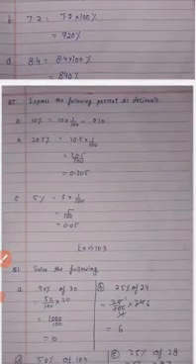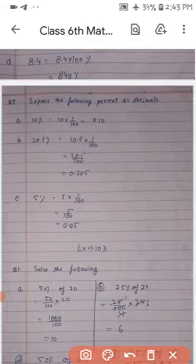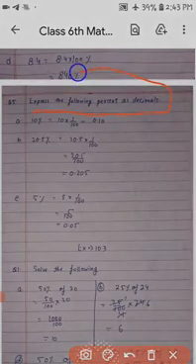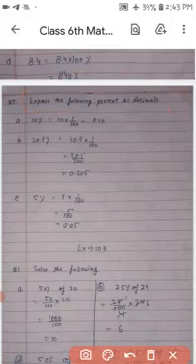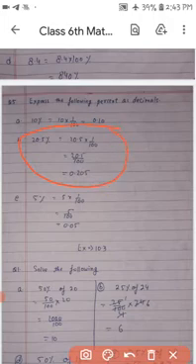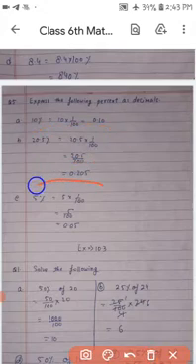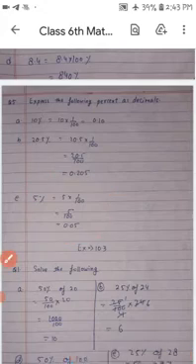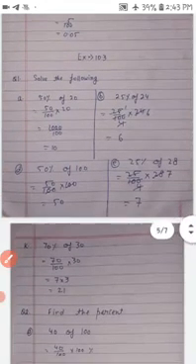Question 5. Express the following percent as a decimal. Now 10% is equal to 10 into 1 upon 100, equal to 0.10. 20.5% equal to 20.5 upon 100, equal to 0.205. Answer. 5% is equal to 5 upon 100, equal to 0.05. Answer.